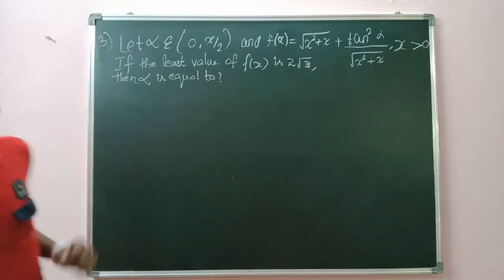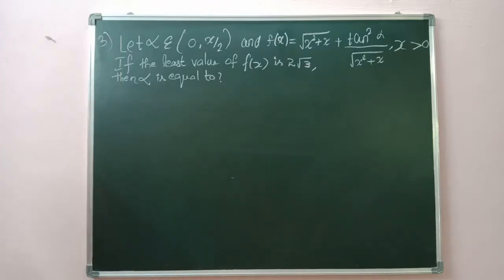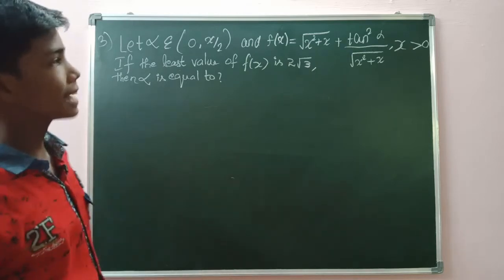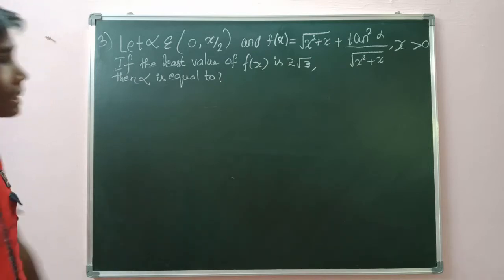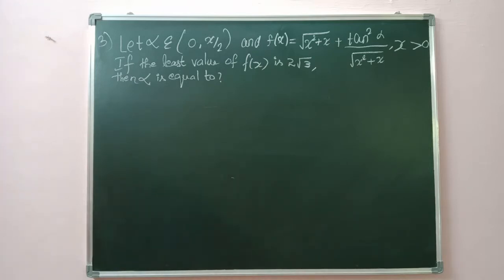Our next question is, let alpha belong to (0, π/2) and f(x) is equal to (√(x² + x) + tan²α/√(x² + x)), x > 0. If the least value of f(x) is 2√3, then alpha is equal to what? And that's the question.